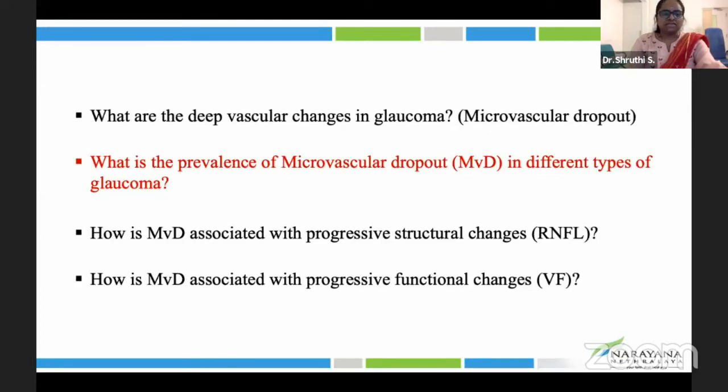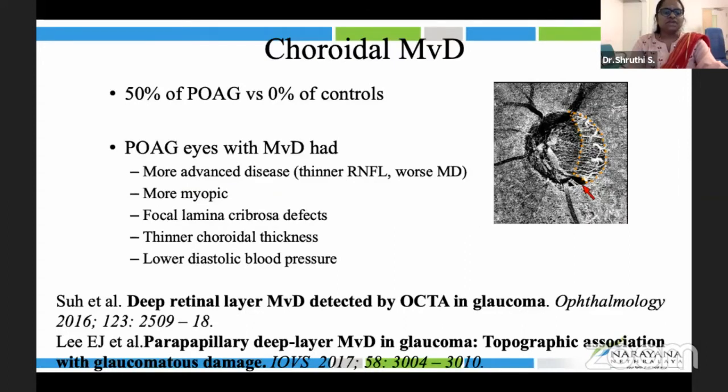So, coming to the next question, what is the prevalence of this microvascular dropout, which is a novel biomarker, in different types of glaucoma? So, Suh et al. in a study said that there is 50% prevalence of microvascular dropout in POAG eyes compared to controls, and POAG eyes with microvascular dropout had more advanced disease and they are more myopic, they had more focal lamina cribrosa defects and thinner choroidal thickness and lower diastolic blood pressure.